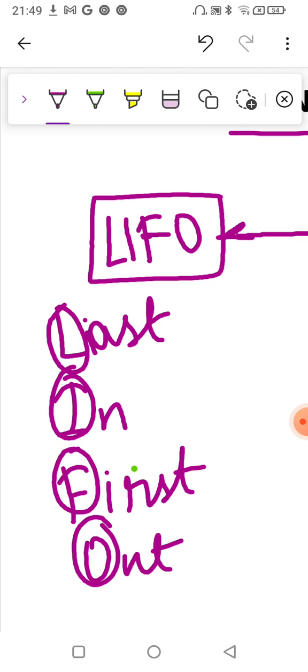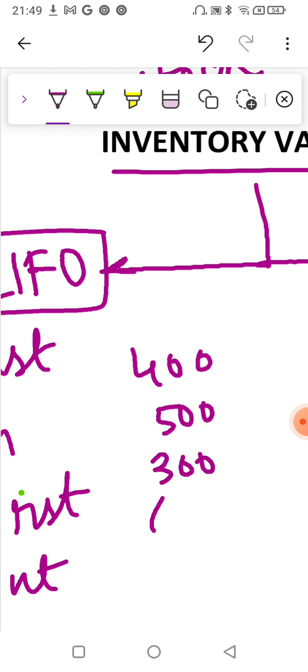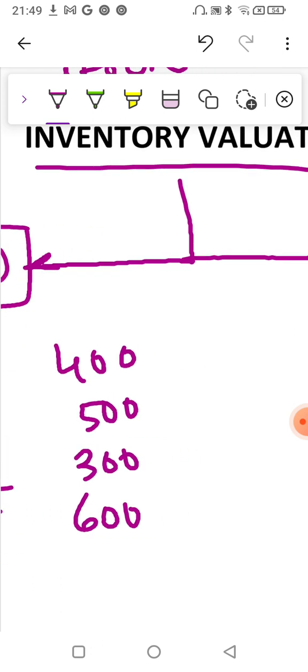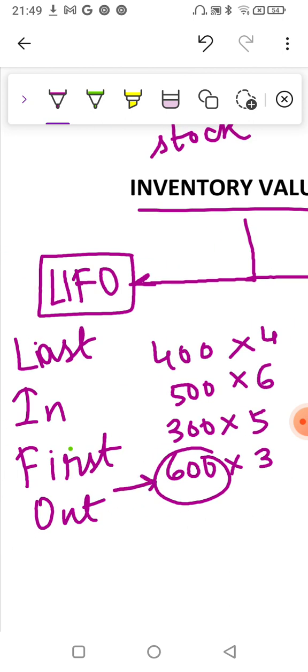It means whatever stock we are purchasing, we issue the last one first and then move towards the next one. For an example, I have purchased 400, then 500, then 300, and then 600. The 400 units of goods were purchased for 4 rupees, then 6 rupees, then 5 rupees, and then 3 rupees. When we are issuing these, we first issue the 600, because that was the last thing I purchased.